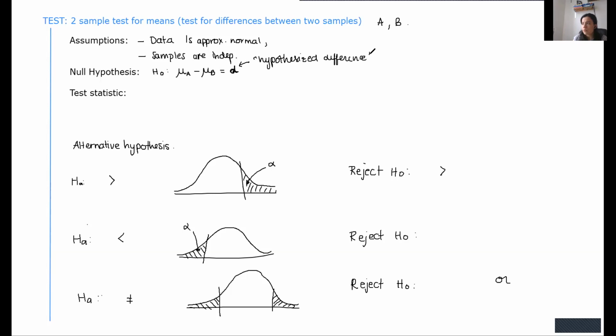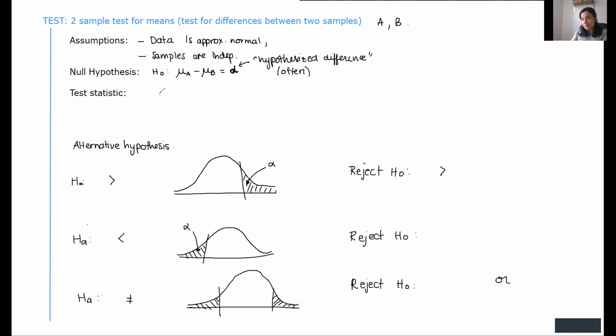So what that means is I'm going to start with the assumption that this is the difference between my 2 means, and then I'm going to either show that the difference is larger than this, smaller than this, or different than this. Often, this value is going to be 0. So for example, if I'm trying to show that one of the means is larger than the other, I just have to show that their difference is larger than 0, right? This is often how we're going to formulate our problems.